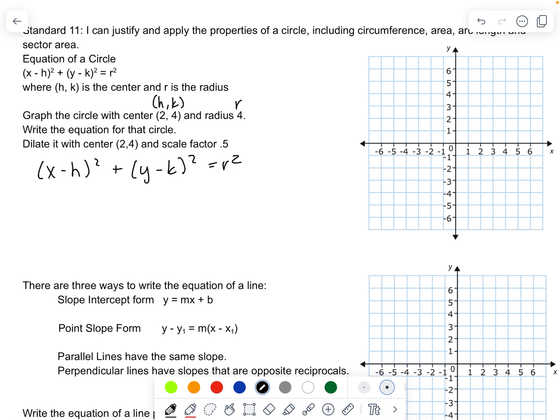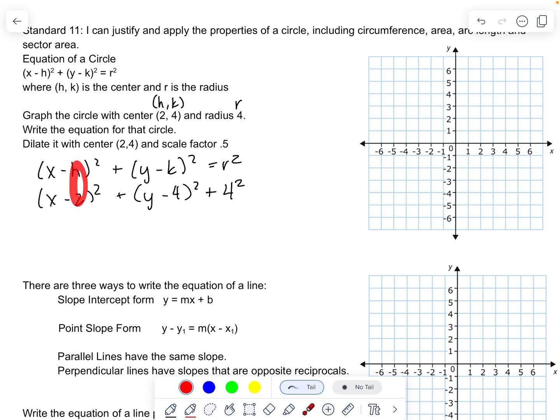And then I'm going to plug in 2 for h, and I'm going to plug in 4 for k, and I'm going to plug in 4 for r. So again, I got those values from here and here, and I plugged them in. Then I'm going to graph this circle.